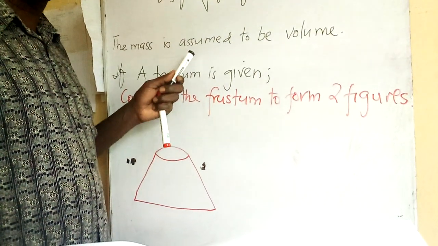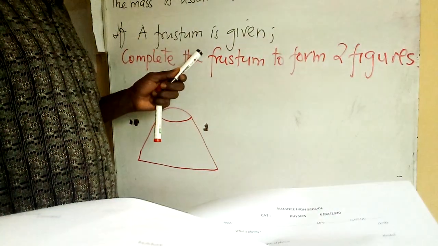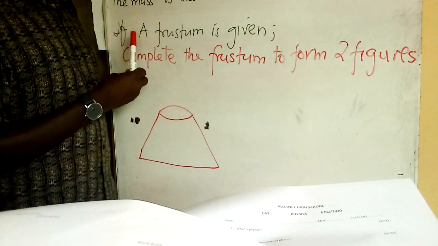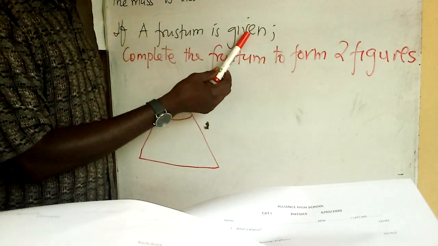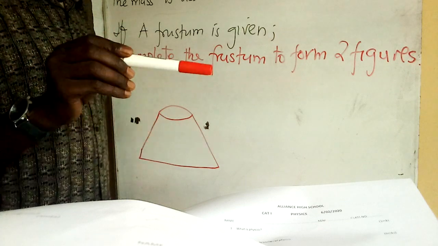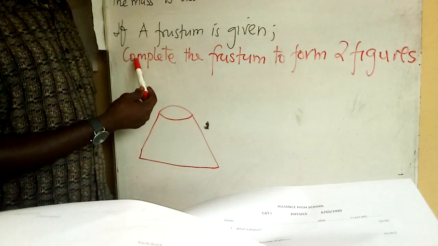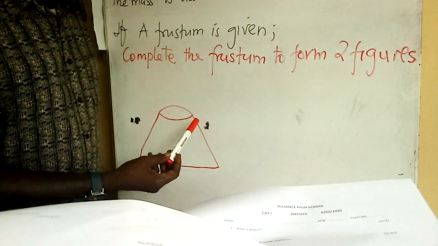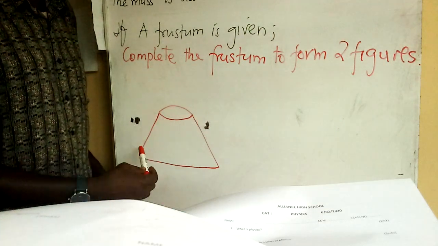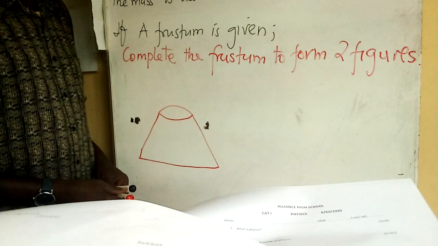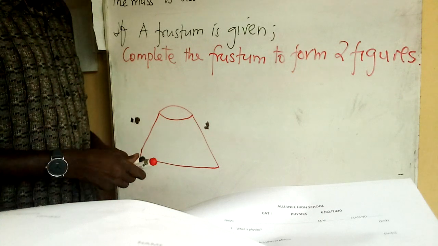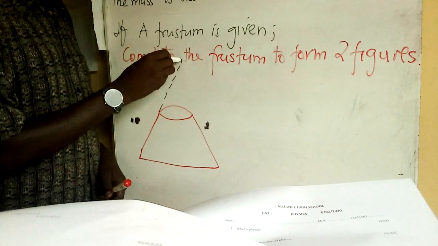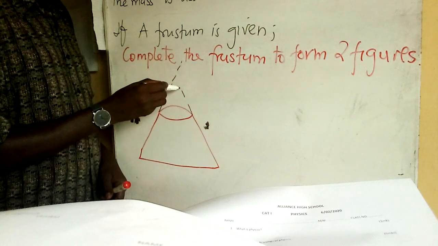I want us to check on this lower part. Let us focus down there. Good. If a frustum is given, anytime you are given a frustum, please complete the frustum to form two figures. For example, this is my frustum. I'm given that, then I have to complete it. Extend the lines until they meet. There.